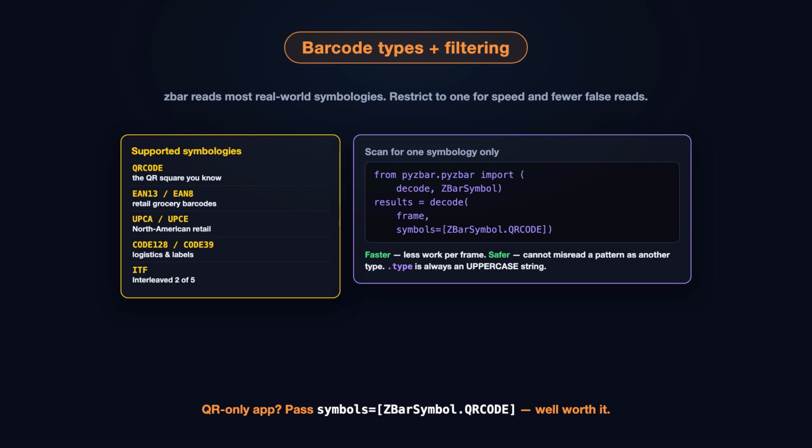Now, here is a nice performance tip. By default pyzbar scans for every symbology it knows, which is a little wasteful if you only care about one. You can restrict it. Import ZBarSymbol from pyzbar.pyzbar, and pass symbols equals a list with ZBarSymbol.QRCODE to decode. Now it only looks for QR codes. That is faster, because it does less work per frame, and it is also more reliable, because it cannot accidentally misread some pattern as a different barcode type. If you are building a QR-only app, that one argument is well worth adding.